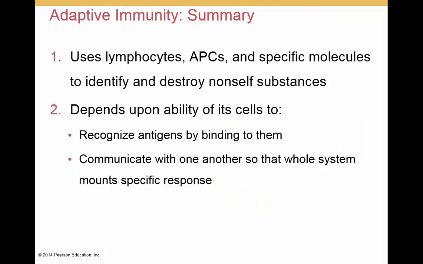All right, summary for this section. The adaptive immunity uses lymphocytes, uses antigen-presenting cells as well, and some specific molecules to help identify and destroy non-self substances. Virus, bacteria, parasites, what have you. This is going to depend on the ability of those cells too. They've got to be able to recognize antigen. They've got to be able to bind to it, which is why they all go to school to make sure they can do that. And then they need to be able to communicate with one another so that we get a whole system response. And that ties back into the interferon gamma I was speaking of that helps cells talk to each other.